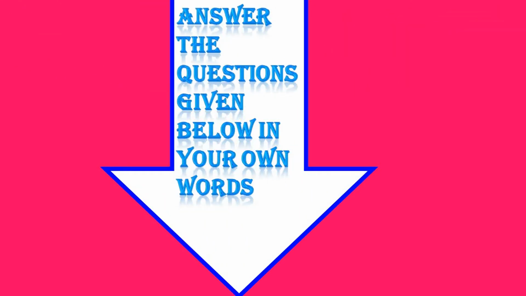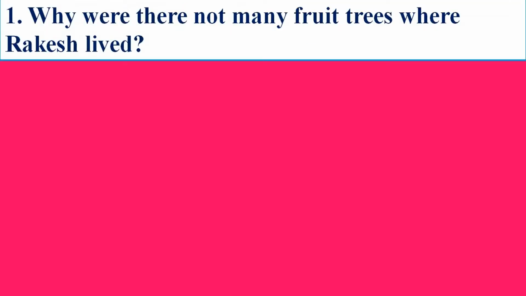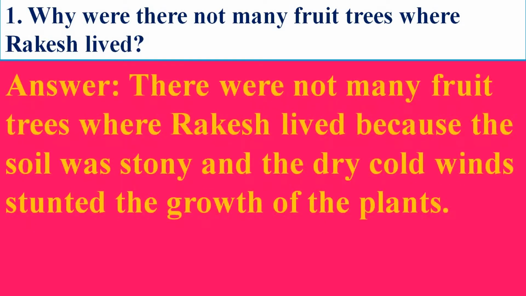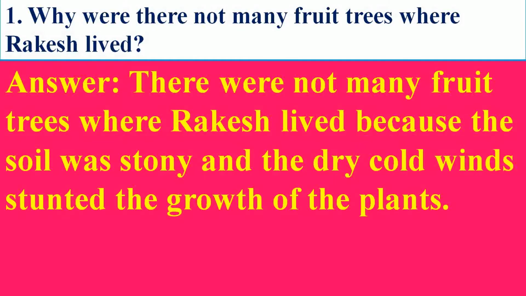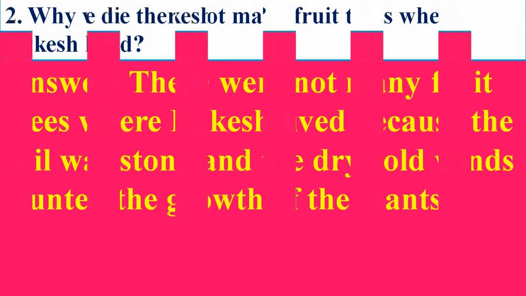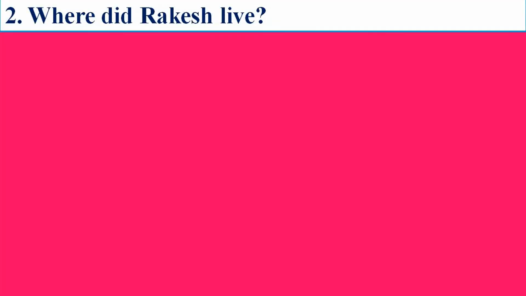Answer the question given below in your own words. Why were there not many fruit trees where Rakesh lived? Answer is, there were not many fruit trees where Rakesh lived because the soil was stony and the dry cold winds stunted the growth of the plants. Next question. Where did Rakesh live?